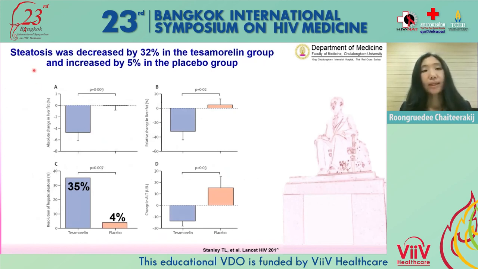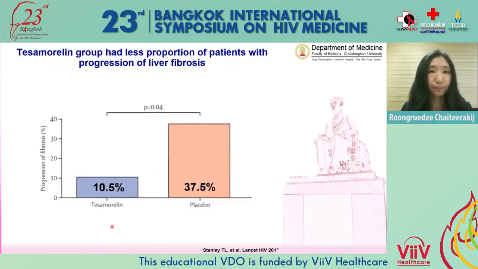Interestingly, the steatosis decreased by about 1/3 in the treatment group and increased by 5% in the placebo group. The treatment group had a higher proportion of patients with reversal of steatosis, 35% as compared to 4%. The treatment group also had a lower proportion of patients with progression of liver fibrosis, 10% as compared to 37%.